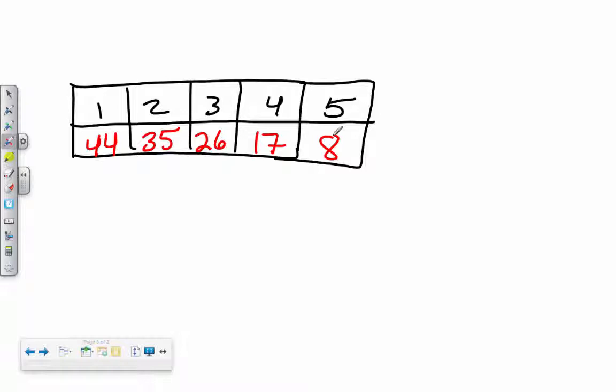All right, the very first thing I'm going to do is notice what's happening with the red numbers. I'm not asking you to solve it. I'm just saying, what are they doing? They're going down. Okay, so they're going down.